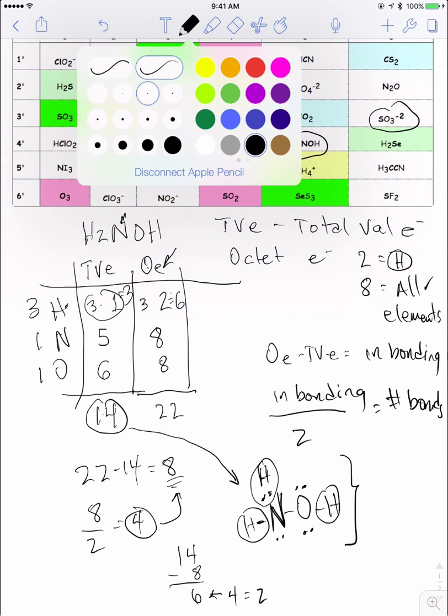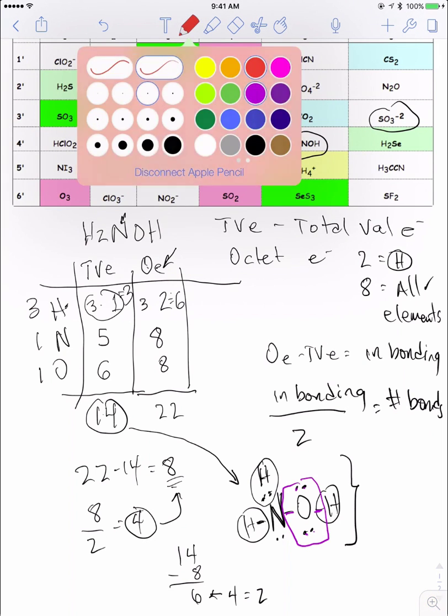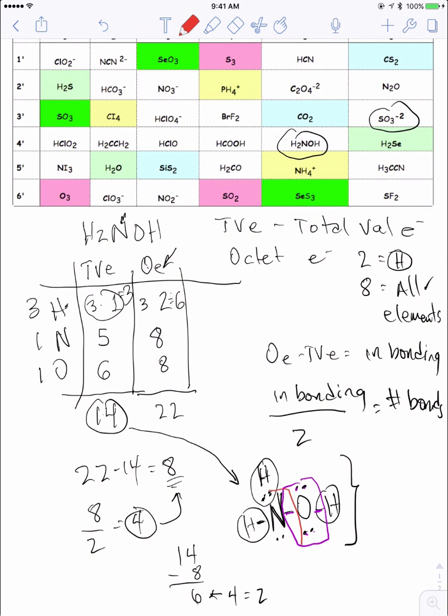On the other hand, this oxygen has 8. There's 2 here, there's 2 here, 2 here, and 2 here, so that's a total of 8. And finally, what we have is this nitrogen has 8 as well. So what you see is that the Lewis structure is complete in this example.